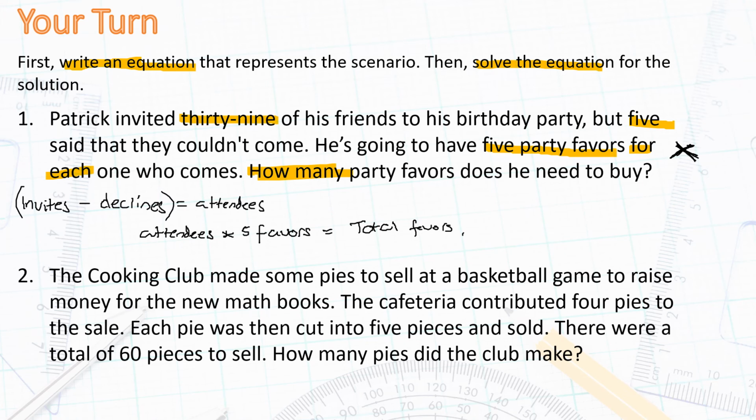So this is going to look like number of invitees was 39. 5 people said they couldn't come, so minus 5. So there's my total number of attendees. We need 5 party favors for each person who comes, so times 5. And that'll equal our total number of favors needed. So I'll put T in there. So 39 minus 5 is 34, times 5 is the number of favors. 34 times 5 is 150, plus 20 is 170.